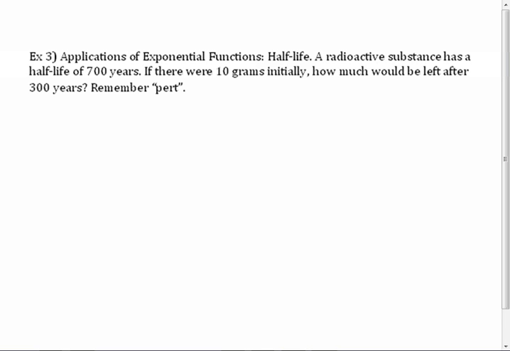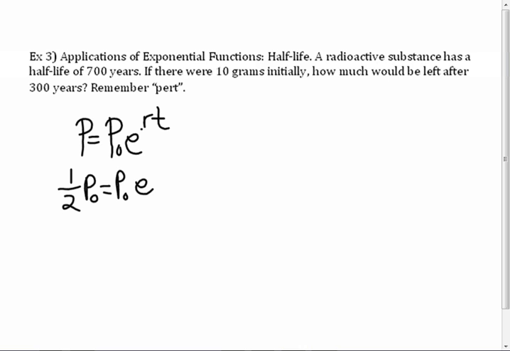Okay, a radioactive substance has a half-life of 700 years. Do you remember PERT? The principal equals the original amount, e to the RT. So, half-life, I got to figure out what R is. So the radioactive substance is going to have half of it left. I don't know how much we start with, so I don't really care. And it's e to the R, and what's the time? How many years to do half-life? 700. And even I'm rusty with this.